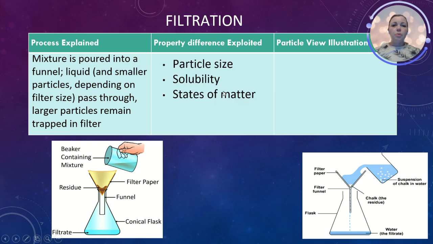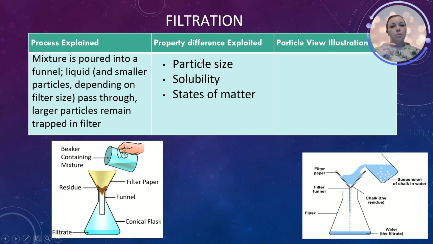So the property differences that are exploited here are particle size, solubility, and states of matter. If you have something that is fully soluble in water, it will not come out by filtration. You would have to distill that or do some other kind of collection. Something that is fully soluble will pass on through the filter paper with the water. But if you have something that is insoluble, then filtration is a good choice.